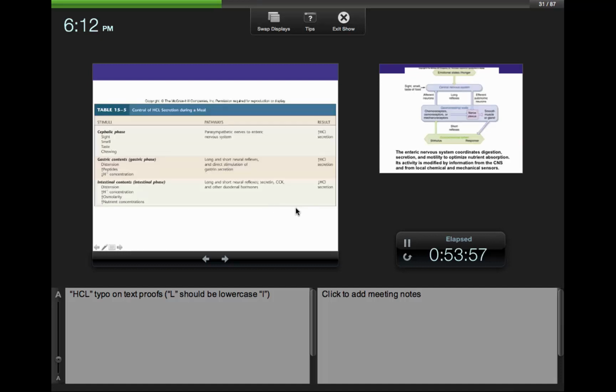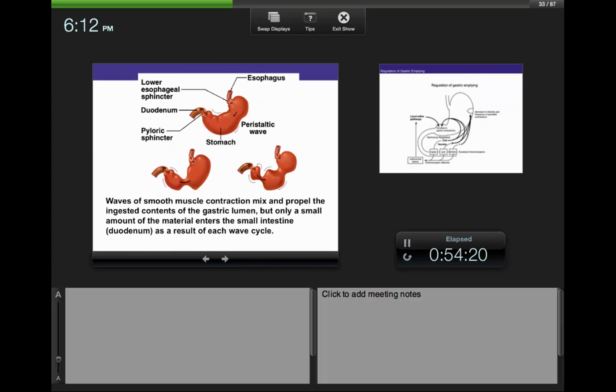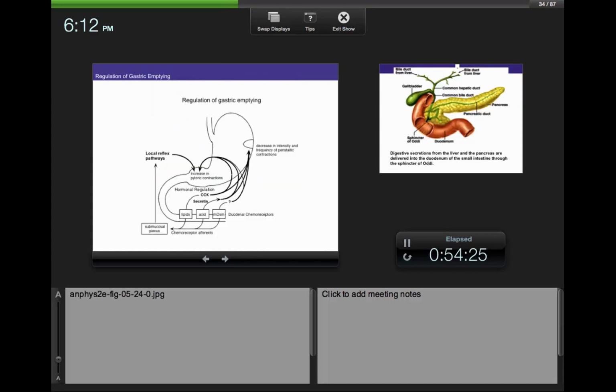So here's a nice table, giving you an idea of what happens in the cephalic phase, the gastric phase, and now the intestinal phase. It gives you an idea that there's more acid secretion by long and short neural reflexes. Finally, we get to the intestinal phase. So again, this is kind of going through that. I'm going to end up right here.